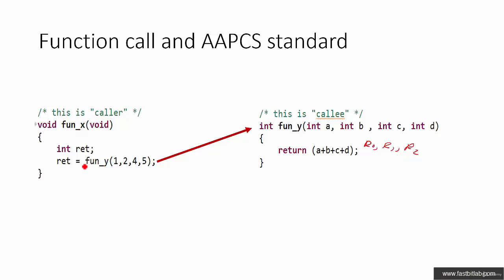The caller has some important data in R0, R1, and R2, let's say. In function Y, you are modifying that. And the caller needs those values after this function call to do some other job. But function Y modifies that. So the specification says that it is not the job of function Y to save these contents. That is the job of the caller.